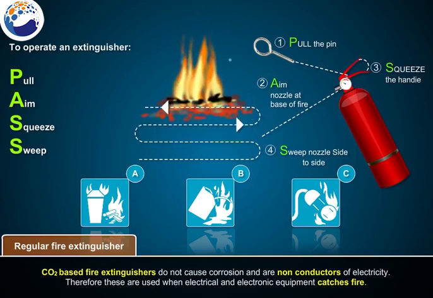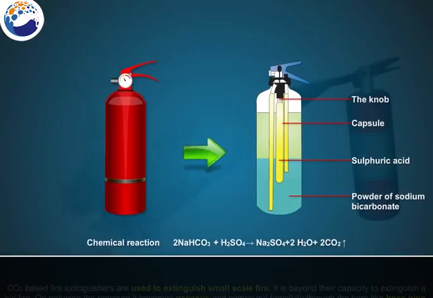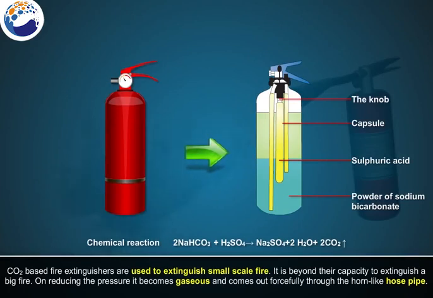Therefore, these are used when electrical and electronic equipment catches fire. CO2-based fire extinguishers are used to extinguish small-scale fire. It is beyond their capacity to extinguish a big fire. On reducing the pressure, it becomes gaseous and comes out forcefully through the horn-like hose pipe.